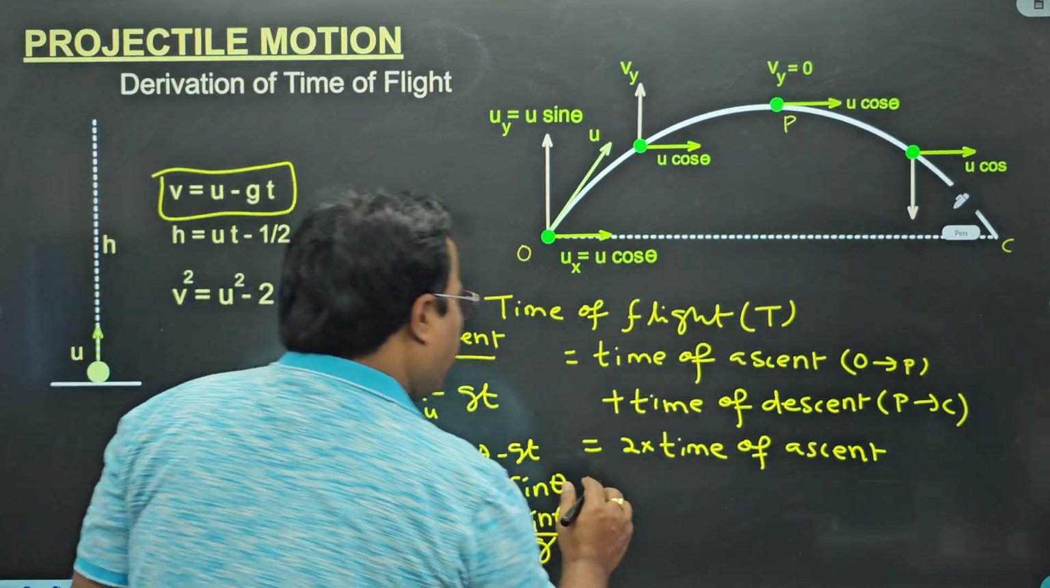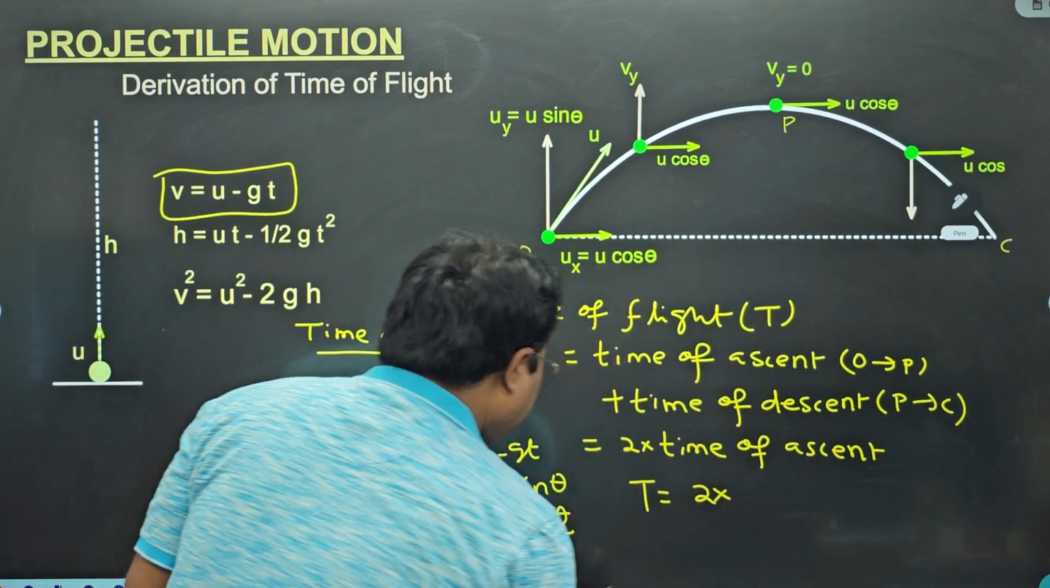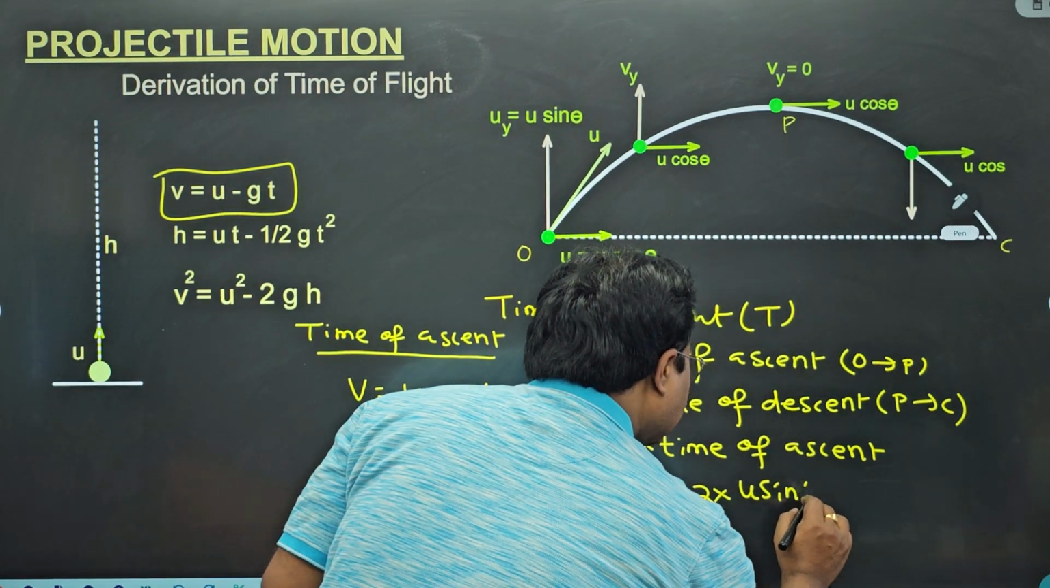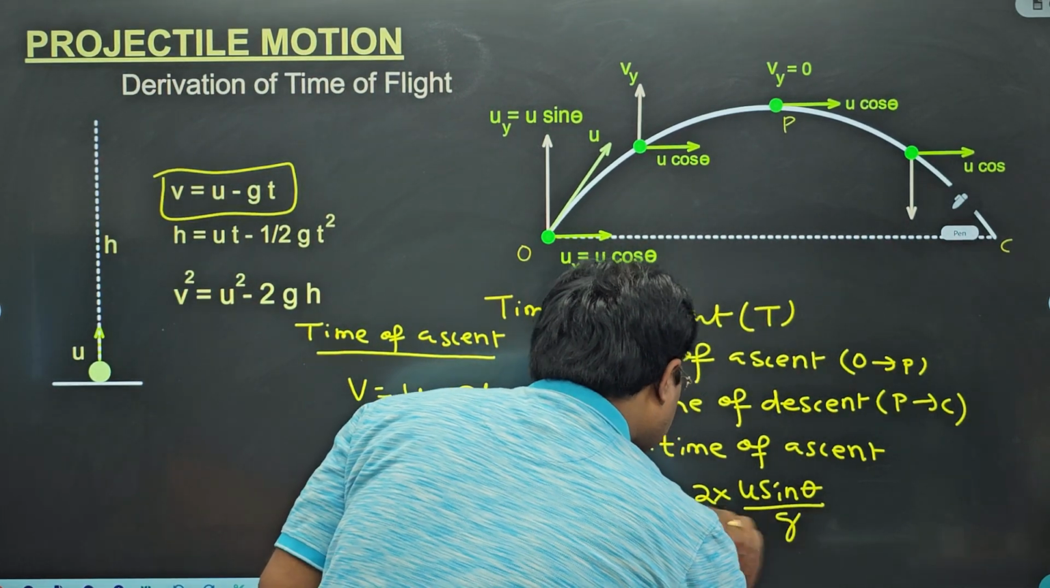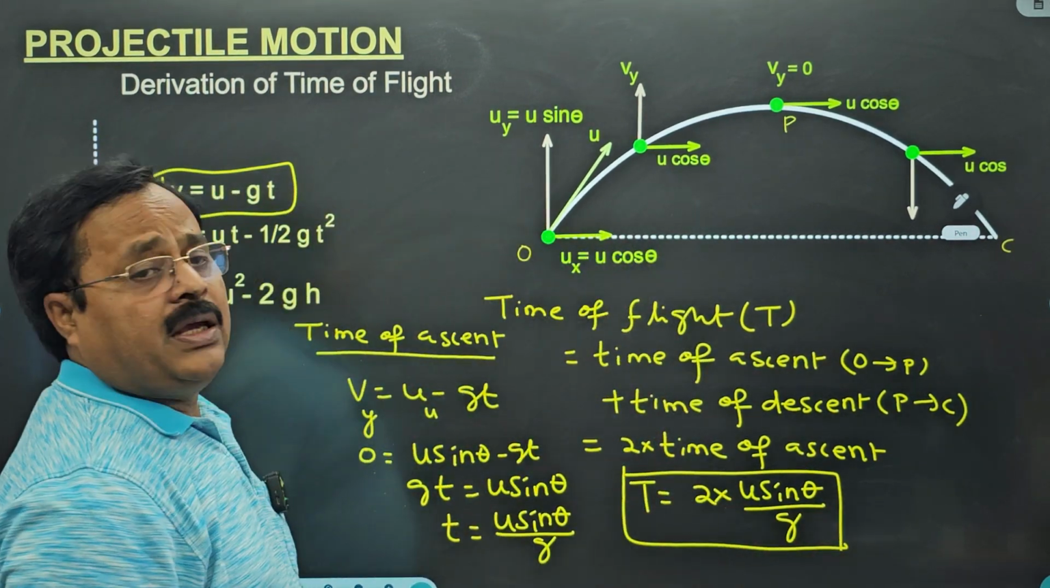Now, what is the time of flight, my dear students? Time of flight will be 2 into time of ascent. Time of ascent is U sin theta by G. Therefore, the time of flight is equal to 2U sin theta by G.